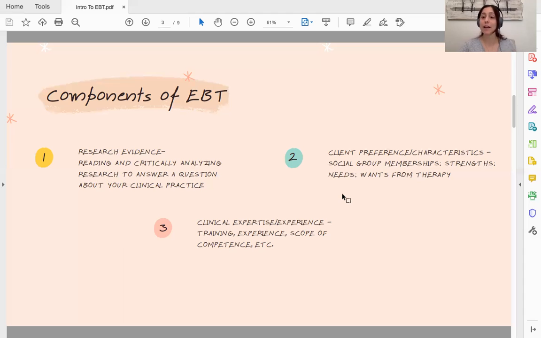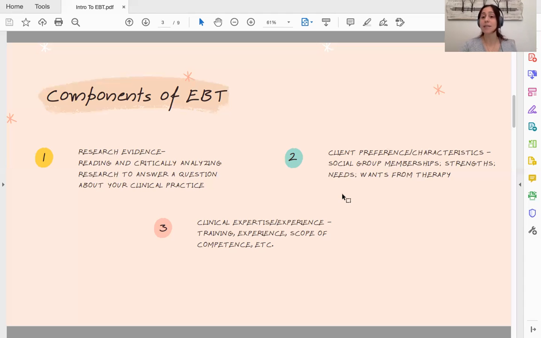So for example, you might find that TF-CBT is the best approach for treating PTSD. But what if your client is a toddler? And what if you're doing short-term therapy or the client can't afford therapy and they only have 4 free sessions? Then you're going to have to drastically modify your approach to TF-CBT in order to help it be effective, even though the research says this is what you need to do.